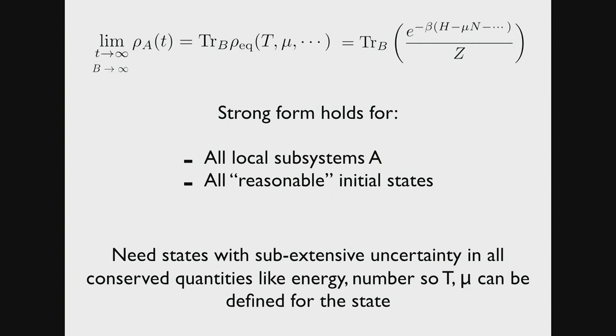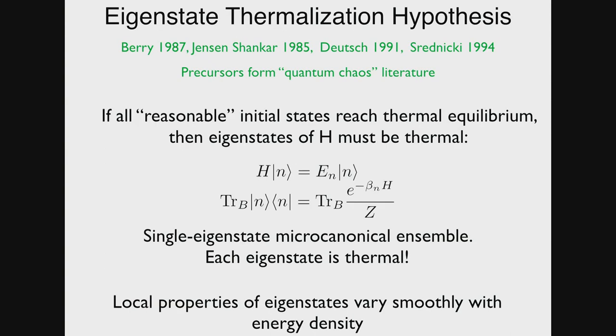But this will lead us to this question that someone asked about, what if I just start with the ground state, right? If all reasonable initial states reach thermal equilibrium, then the eigenstates of H themselves must be thermal, okay? So this is the eigenstate thermalization hypothesis, and really early work on this goes back to the 80s and 90s. It has precursors in quantum chaos. But the point is that if you have eigenstates of your Hamiltonian, then you know that these are time independent, okay? So if you look at psi of t, when you start with a given eigenstate, the eigenstate is at some energy density which corresponds to some temperature, but the eigenstate is time independent, okay? So at late times, when you look at the expectation of B evaluated in this eigenstate, that needs to agree with what you would expect in equilibrium. Okay. So every eigenstate itself encodes the full thermal distribution.